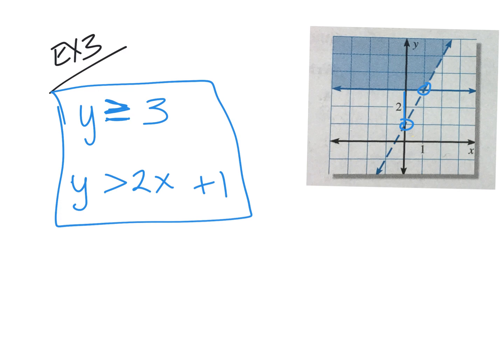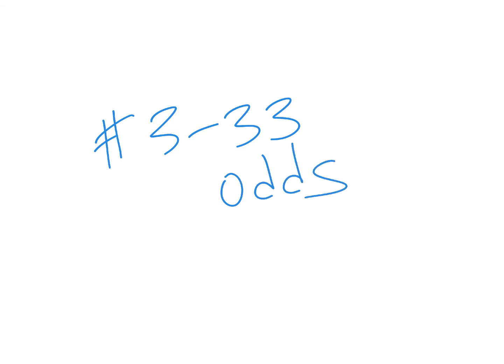Not too bad. I keep saying that. See, I told you I like this lesson. All right. Any questions? That's the lesson. No. That's it. Kind of easy. I think you can handle this. So you're doing numbers 3 through 33 odds. Make sure you show your work.